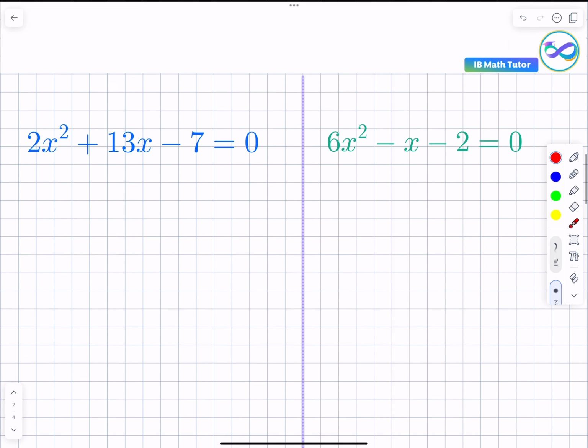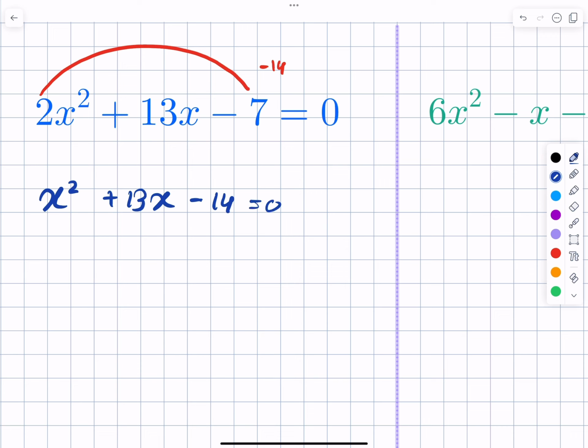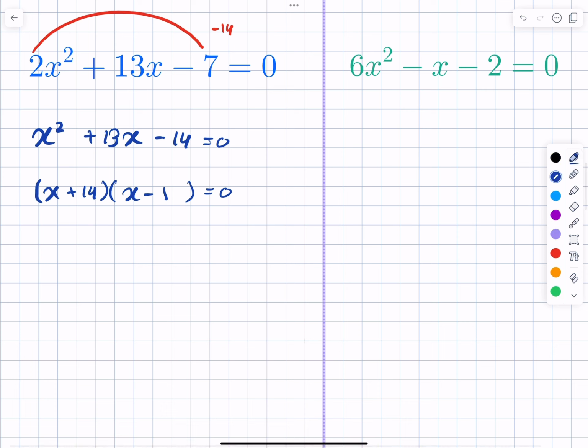Let's now have another example. Here again, we will multiply 2 by negative 7, which will be negative 14. And we write x squared plus 13x minus 14 equals 0. This quadratic can be factorized into x plus 14 and x minus 1, because 14 and negative 1 add up to 13 and multiply to negative 14. So as we see, the two solutions are either negative 14 or positive 1.